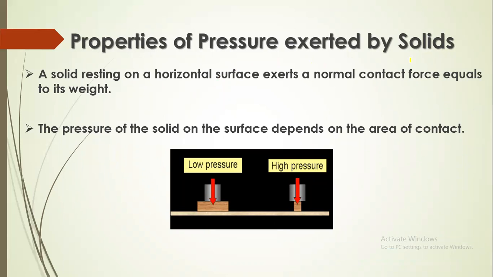Properties of pressure exerted by solids. A solid resting on a horizontal surface exerts a normal contact force equal to its weight. The pressure of the solid on the surface depends on the area of contact. We know that if there is more area, there will be low pressure. That's why in this diagram, the object has low pressure. But in the second diagram, we can see that the area is less. That's why the pressure is high.